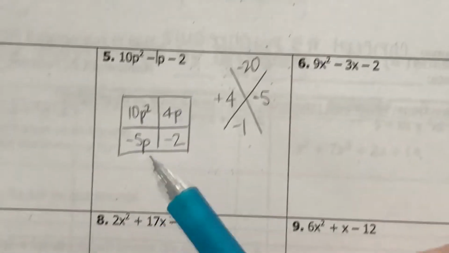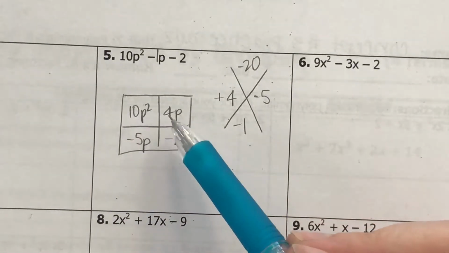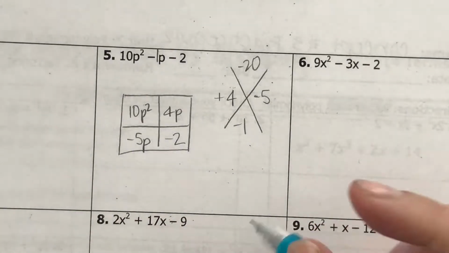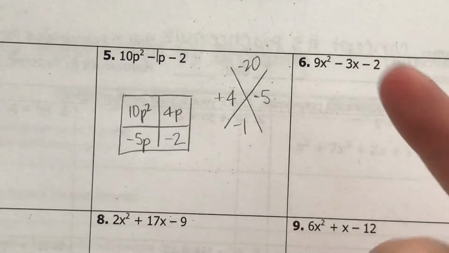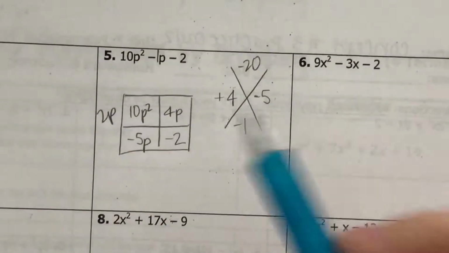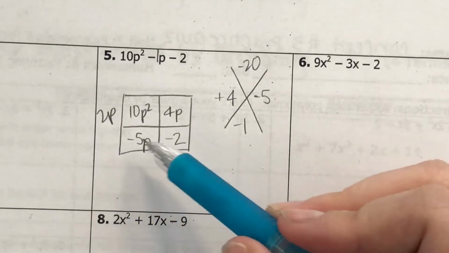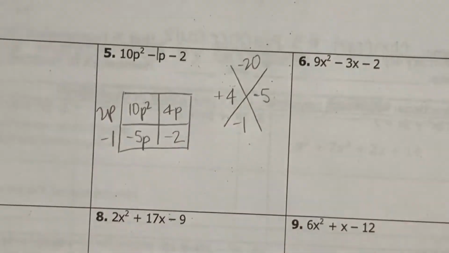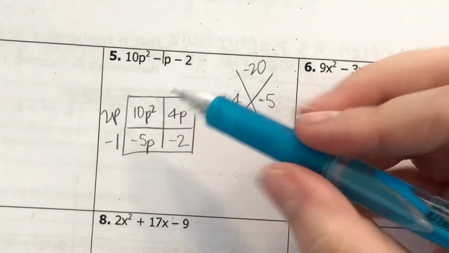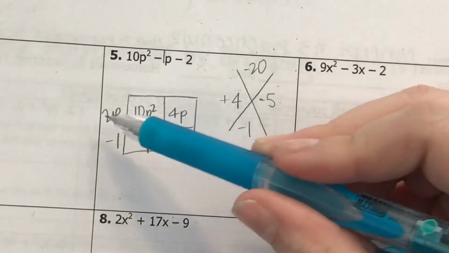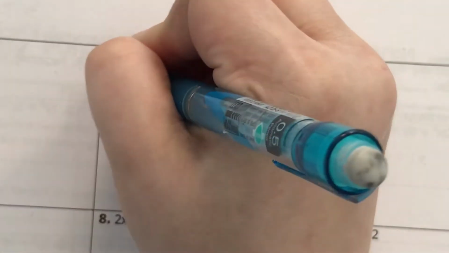Okay, so let's do these two. What do these two have in common? Hopefully you thought there's at least a p and then 2, so 2p. These two look like they don't have anything in common except for the negative sign, so we'll say negative 1. And then this goes into this, so 10p squared divided by 2p is 5p.